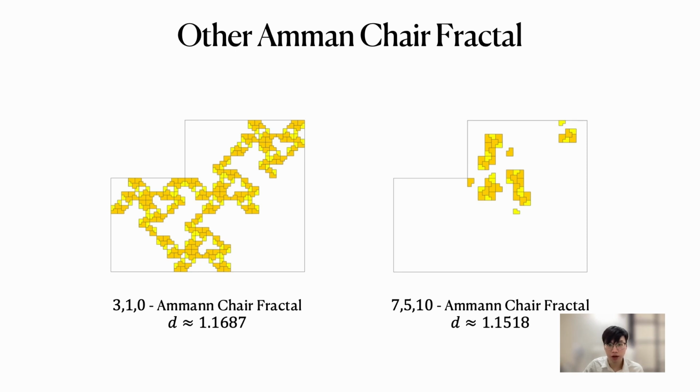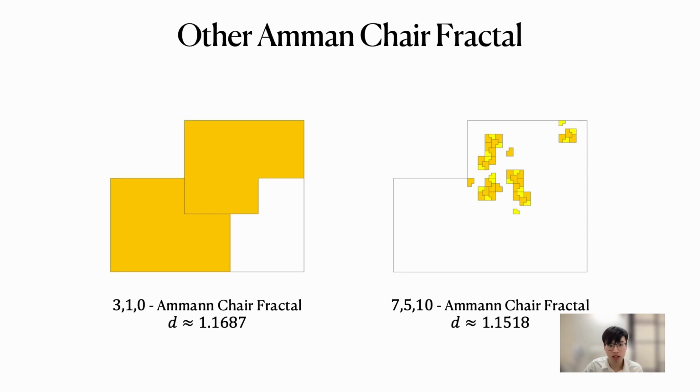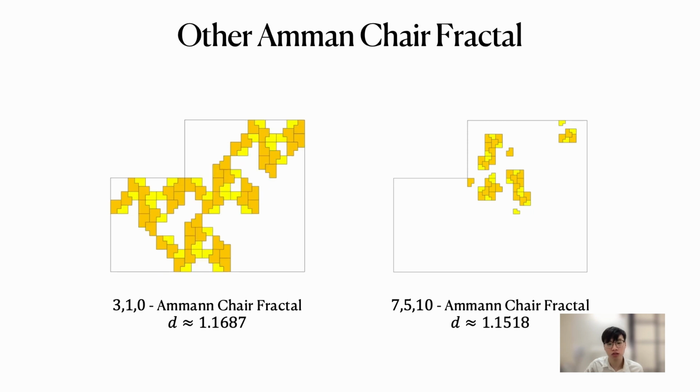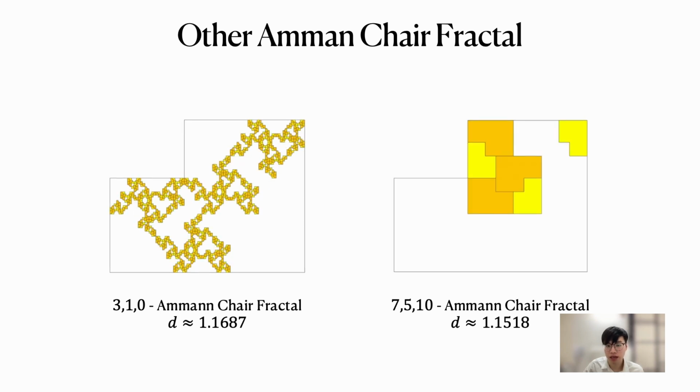So here is an example of some fractals. You can see how it generates. Here is a 3, 10, 7, 5, 10. So you can see the dimensions are very close to each other. So I personally think that it looks like a dense set. You can see they're very close to each other.